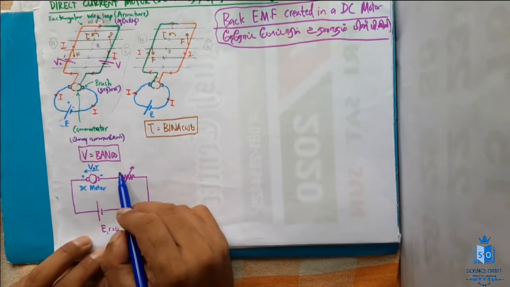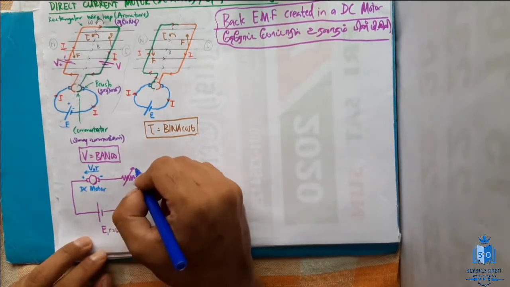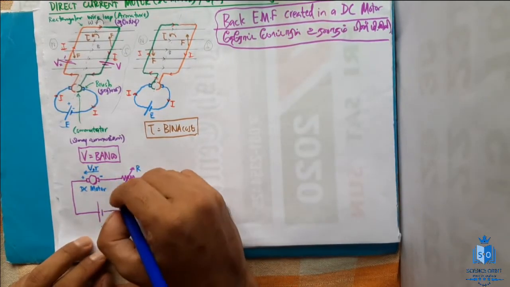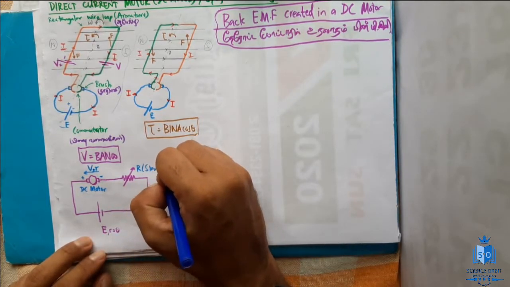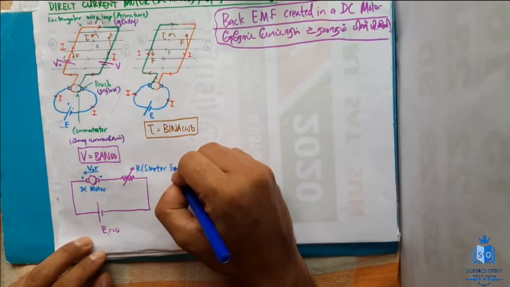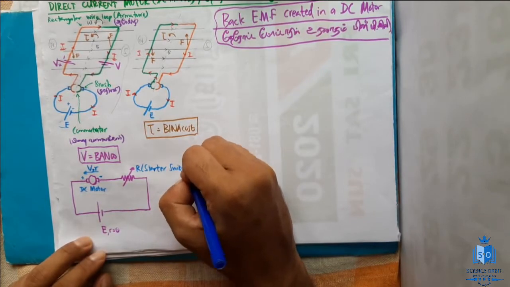Okay, right. And this one, it's a variable resistor. I will take it as capital R, and this part is called a starter switch. I will explain why that starter switch is very important. It's a variable resistor, called a starter switch.